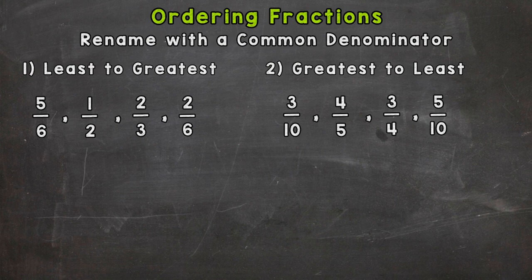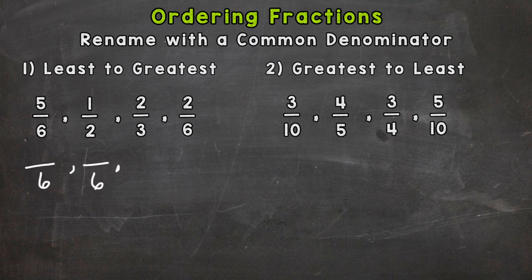So if we take a look at the denominators, we have a 6, 2, 3, and a 6. So we need to think, what's the least common multiple? Where are those four denominators going to hit first as far as their multiples go? And that's going to be our common denominator. And the answer to that is 6. Our common denominator for number one is going to be 6. So we need to rename these four fractions with that common denominator.